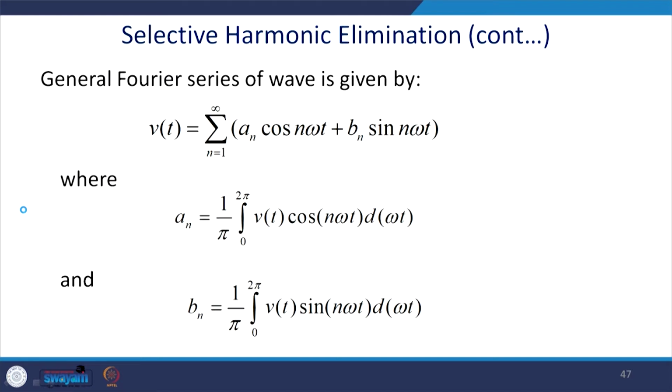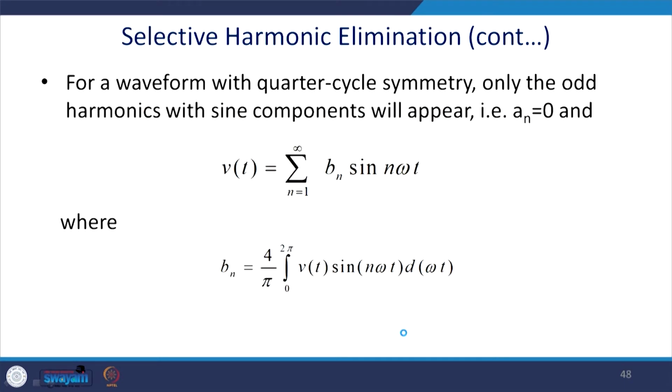We have the general expression of the Fourier series, which we are revisiting here. It can be voltage or current. It will be given by the sum of A n cos n omega t plus B n sin n omega t, n equal to 1 to infinity, where A n equals 1 by pi, integral 0 to 2 pi, of V(t) or I(t) cos n omega t dt. Similarly, B n is the sine component, where it will be 1 by pi, integral 0 to 2 pi, of V(t) or I(t) sin n omega t dt.